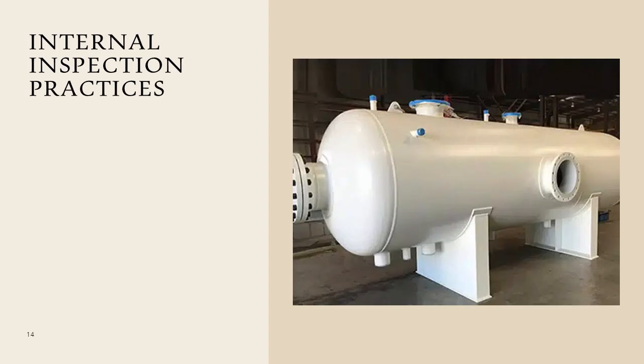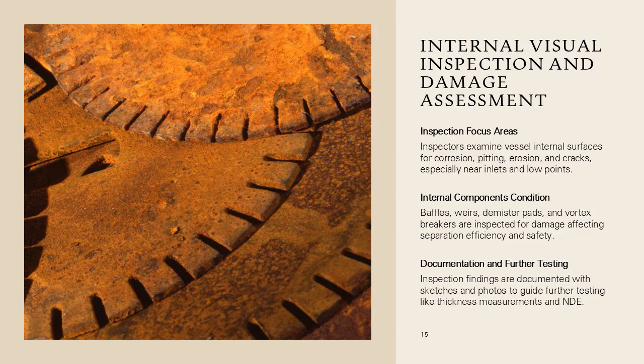Internal visual inspection and damage assessment. Internal visual inspection is a core element of off-stream inspection and provides direct evidence of vessel condition. Inspectors examine internal surfaces of the shell and heads for general corrosion, localized pitting, erosion patterns, and signs of cracking.